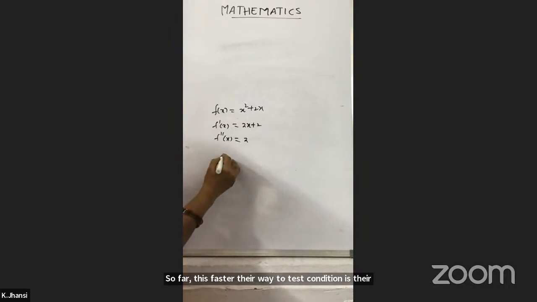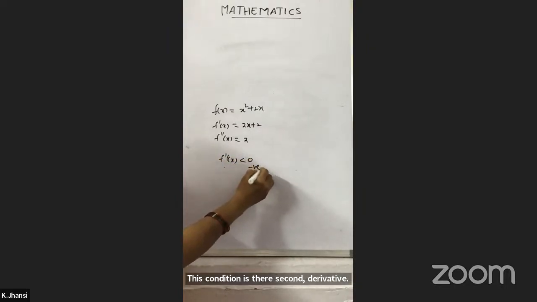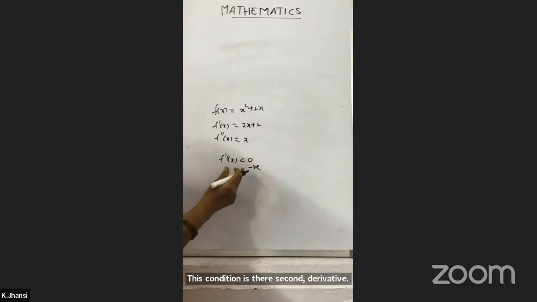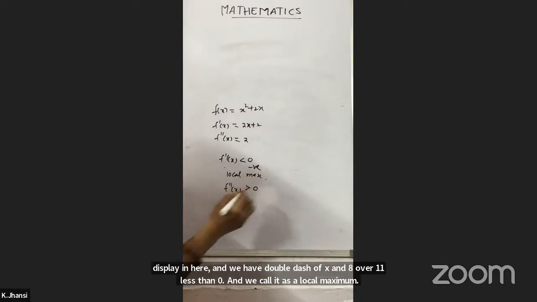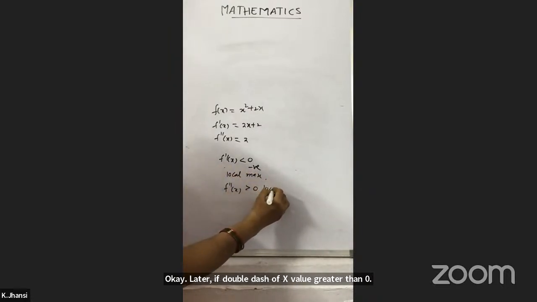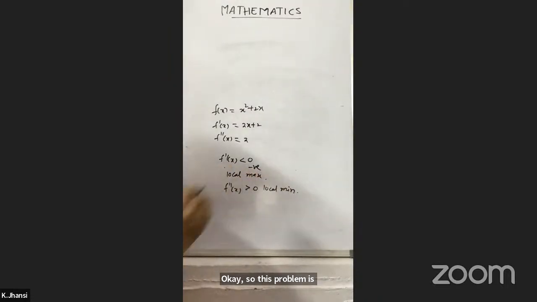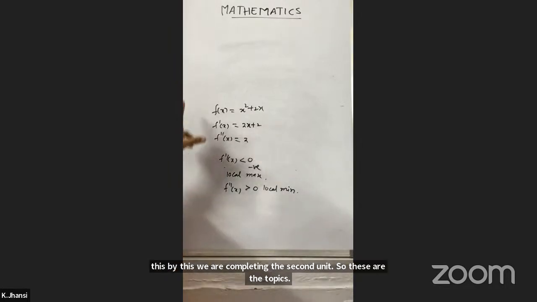The second derivative test is: if f double dash of x is less than 0, that is, if some negative value comes, then we call it a local maximum. Okay, or if f double dash of x value is greater than 0, then that is called a local minima. Okay, so sometimes they will ask this problem, we will see one problem on this concept. So by this we are completing the second unit. So these are the topics in the second unit.